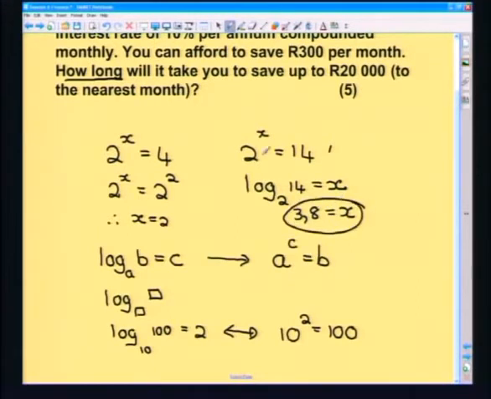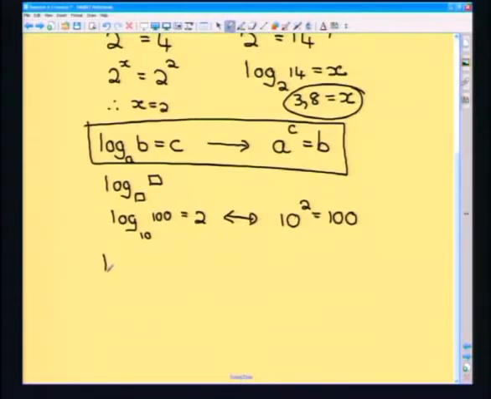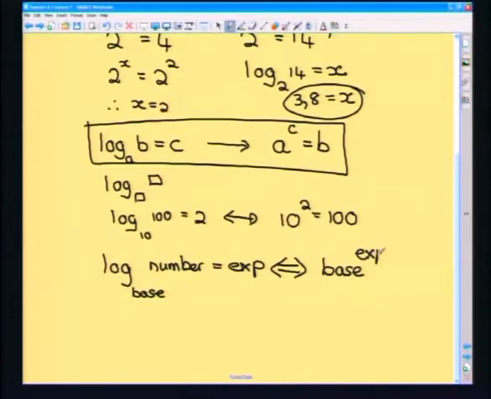And you can see it is possible to solve something where the bases are not the same. Now, all we need is this little definition. And perhaps another nice way to look at this definition is to write it like this. Log to a base of a number equals an exponent. And that implies, that's the symbol for implies, the base to the exponent equals the number.